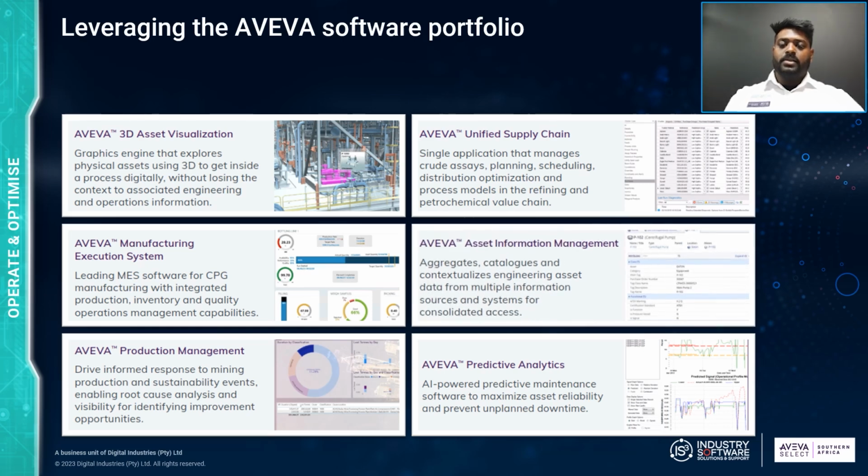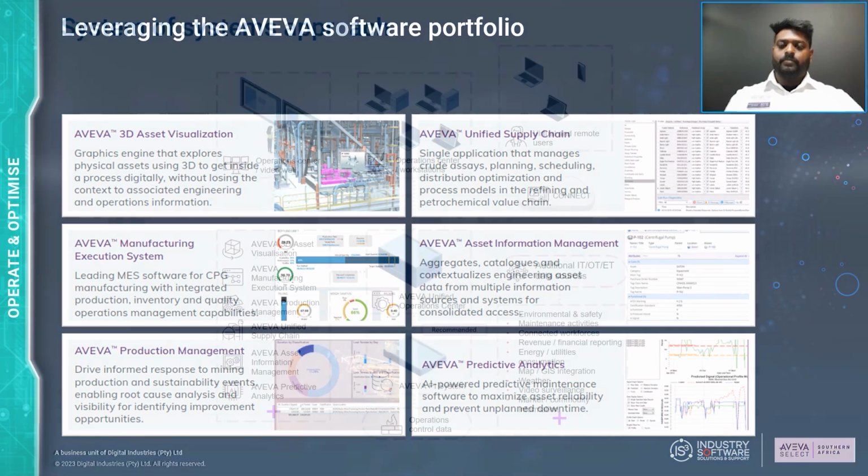We have AVEVA Asset Information Management, which aggregates, catalogs, and contextualizes engineering asset data from multiple information sources and systems for consolidated access. And lastly, we have AVEVA Predictive Analysis, which is an AI-powered predictive maintenance software to maximize asset reliability and prevent unplanned downtime.